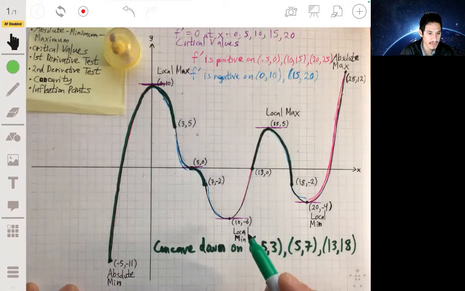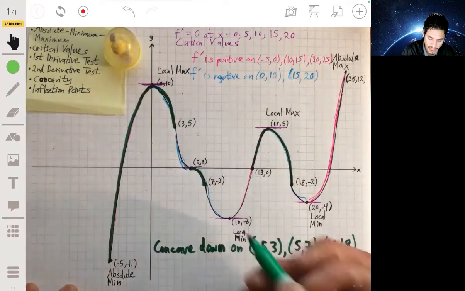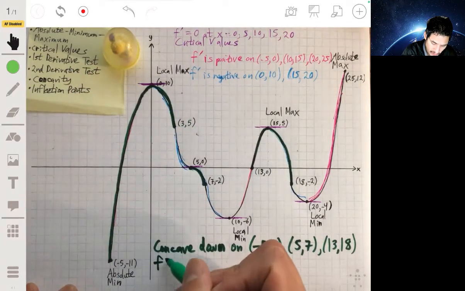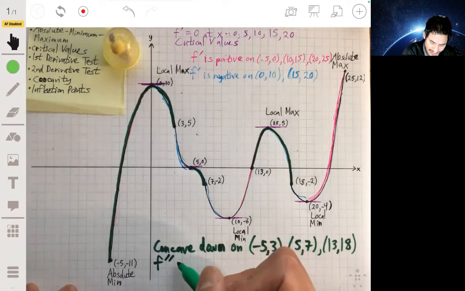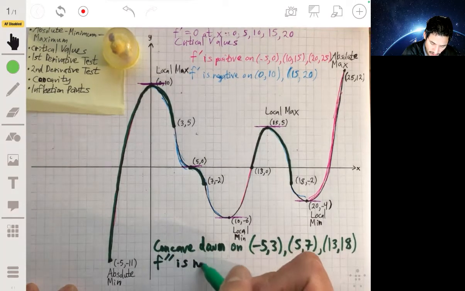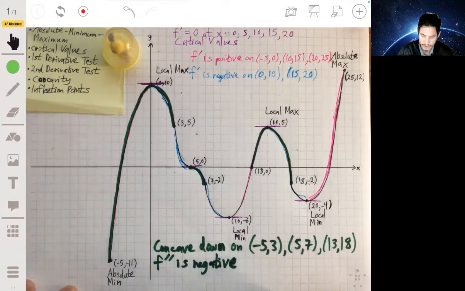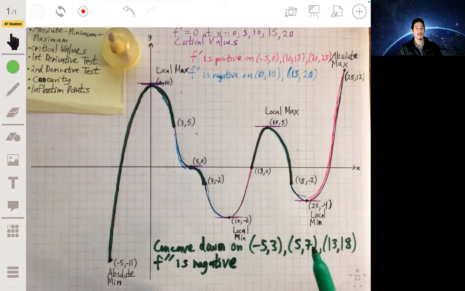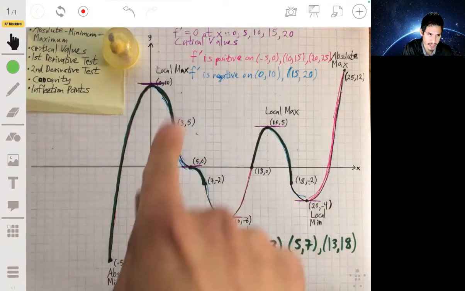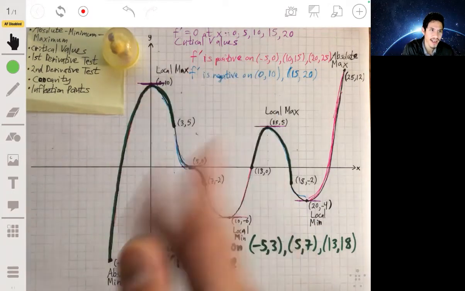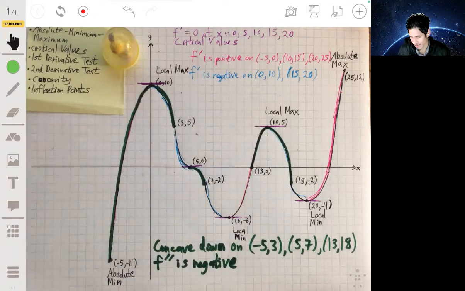Now, when it's concave down, what does that do with the second derivative? That also means that the second derivative is negative. Second derivative is also negative on those intervals. That's when it's concave down. So you can find where it's concave down by finding where the second derivative is less than 0, and it's going to essentially be like an upside down parabola. That's how I'll say it, like a decreasing parabola sort of thing.